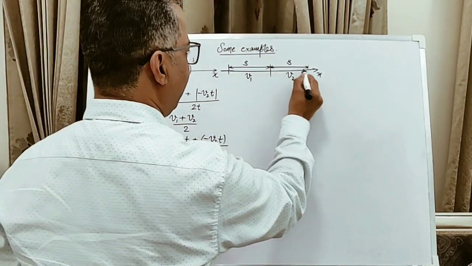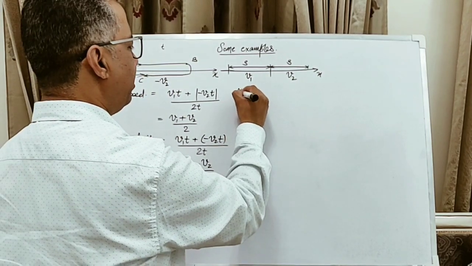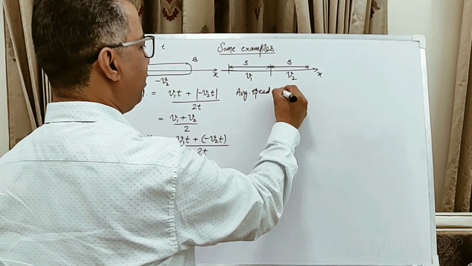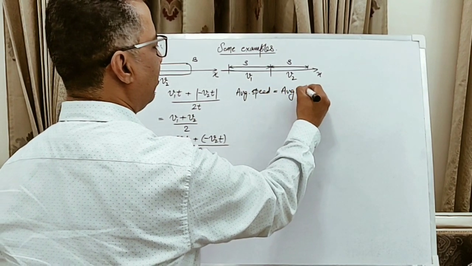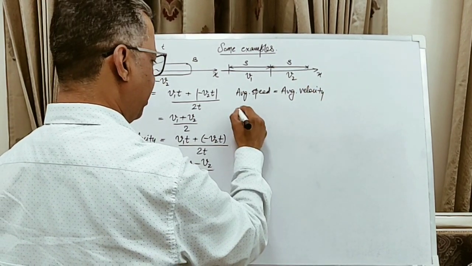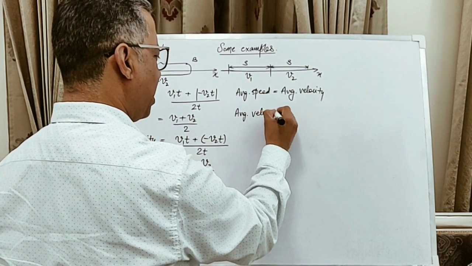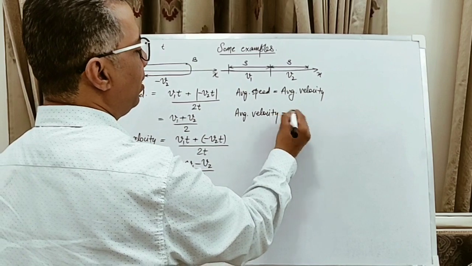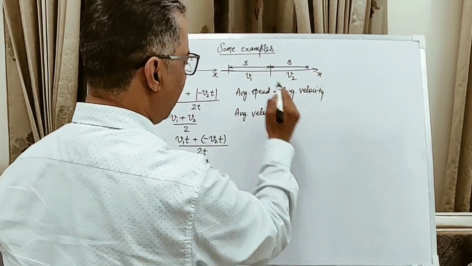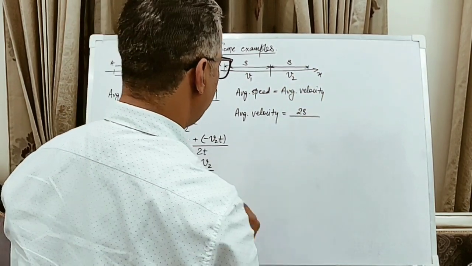Now in this journey there is no change in motion direction, so average speed as well as average velocity will be equal. So let's calculate average velocity, and we will automatically know average speed. Now this average velocity will be total displacement. Total displacement here is 2s divided by the total time.